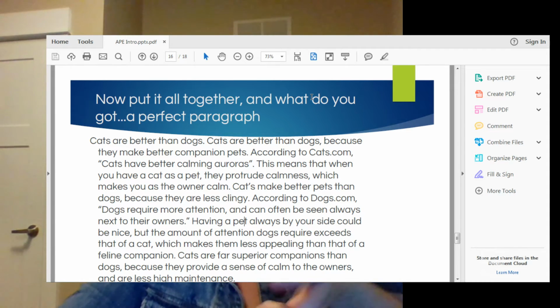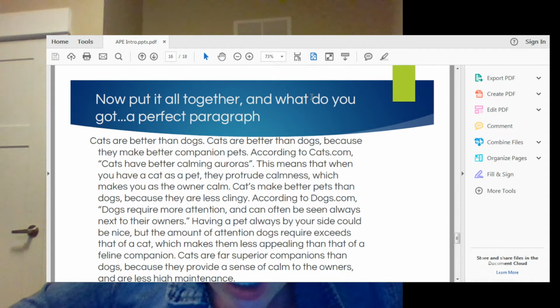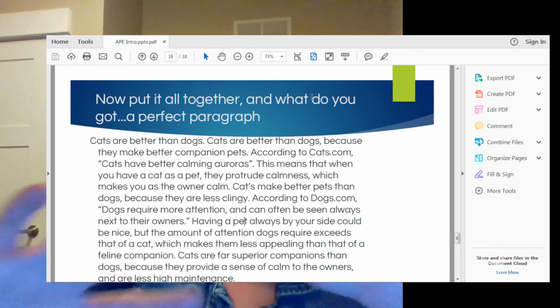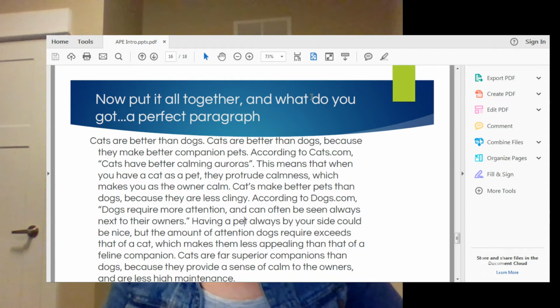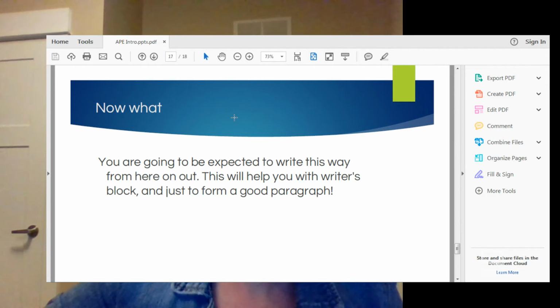Okay, now that we've put it all together, we've got a perfect paragraph. It flows nicely, it ties in together. We are explaining exactly why cats are better than dogs, and we have proof, and we're explaining it. It's a beautiful thing. Yes, this is kind of a silly little topic, and it could be more eloquent, but guess what? It's thorough. You know exactly what it's saying, and you exactly have proof to talk about it. So this is how I want you to do your paragraphs. You're going to be expected to write this way from here on out. This will help you with writer's block and just form a good paragraph, okay?